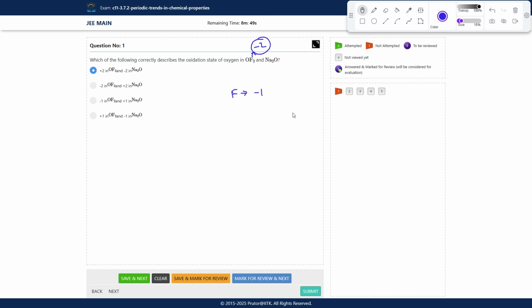Now moving on to the next question. The formula for the compound between aluminium and sulfur is, you just have to look for the valency of aluminium and sulfur. Aluminium has a valency of 3 and sulfur has a valency of 2. Therefore, the correct answer will be Al2S3.